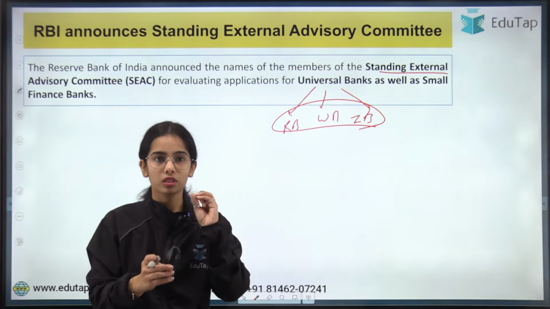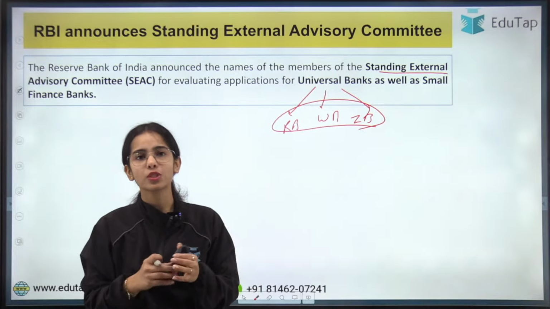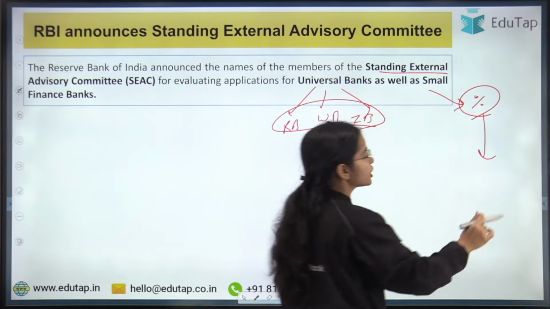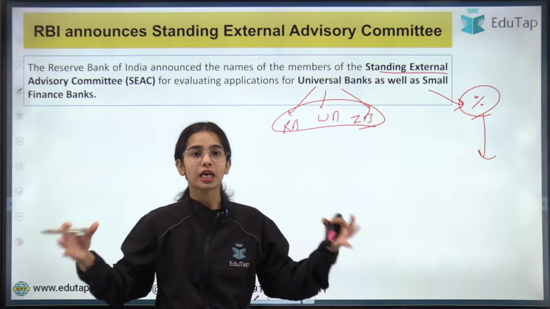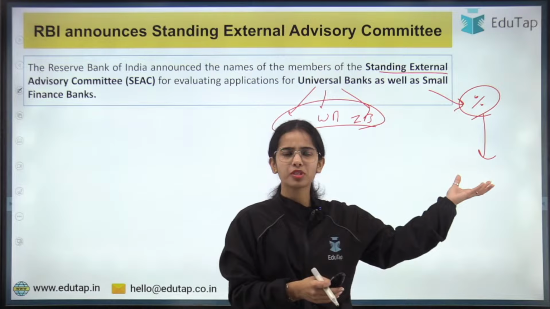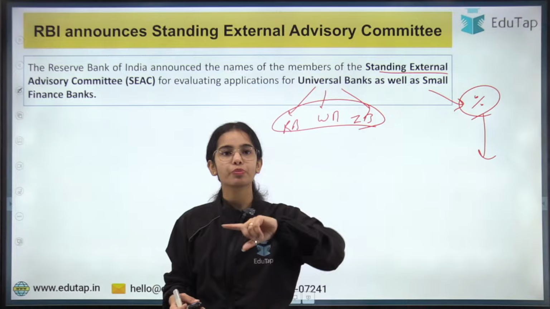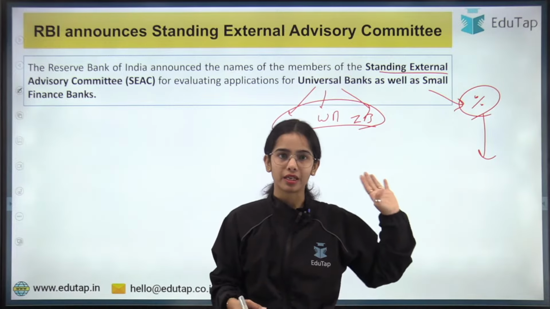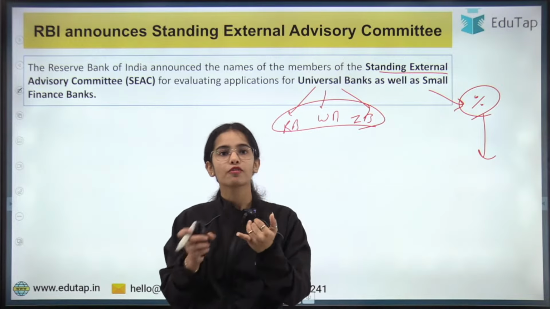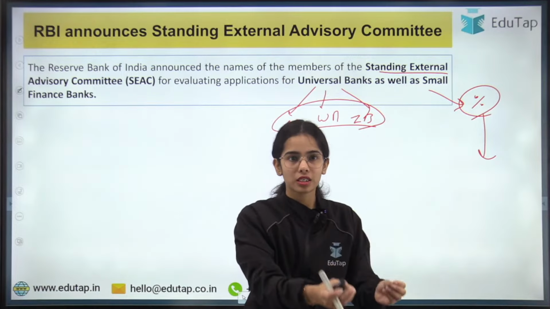Now small finance banks are differentiated banks, and they were established with the purpose of providing banking services in underserved and unserved areas. That's why a certain percentage of small finance banks have to be established in unbanked, unserved areas where banks are not available. So 25% of the branches of a small finance bank should be in the unbanked, unserved areas. Small finance banks provide small loans for MSMEs, that is micro, small and medium enterprises, and for individuals.